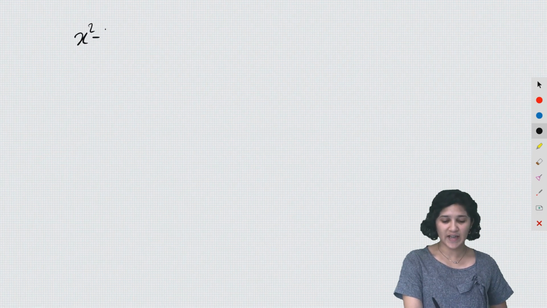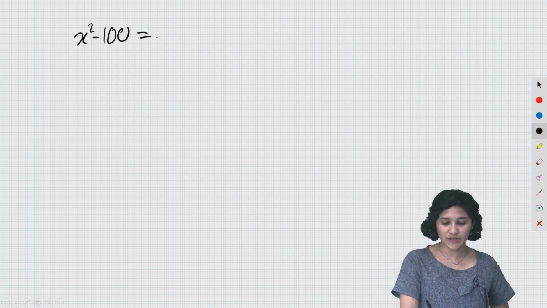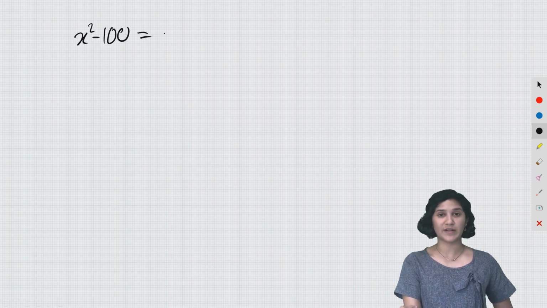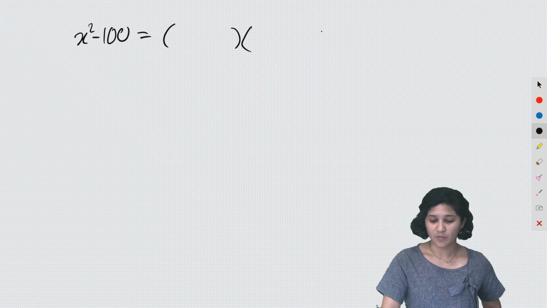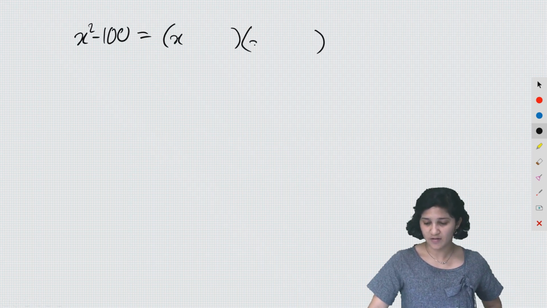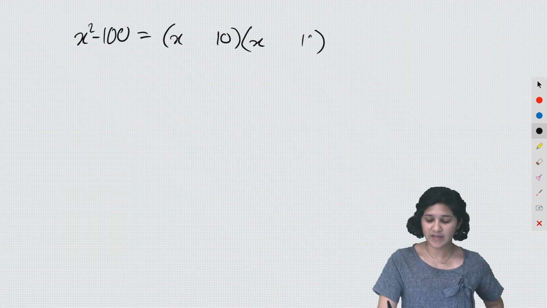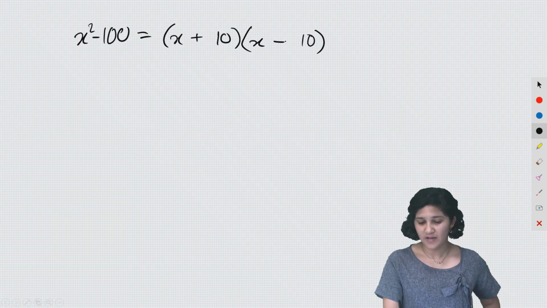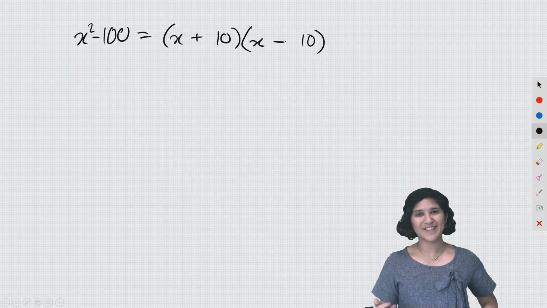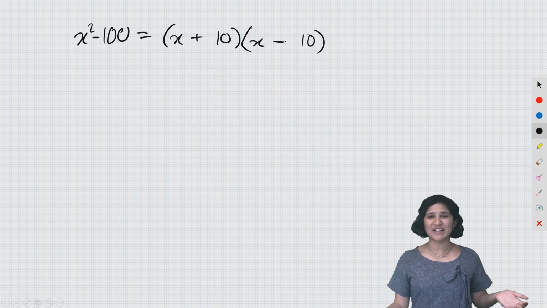Let's factorize x squared minus 100 by a difference of two squares factorization. So we get simply an x and an x. The square root of this is 10. And we just put one plus and one minus. It's actually the easiest type of factorization we've got.